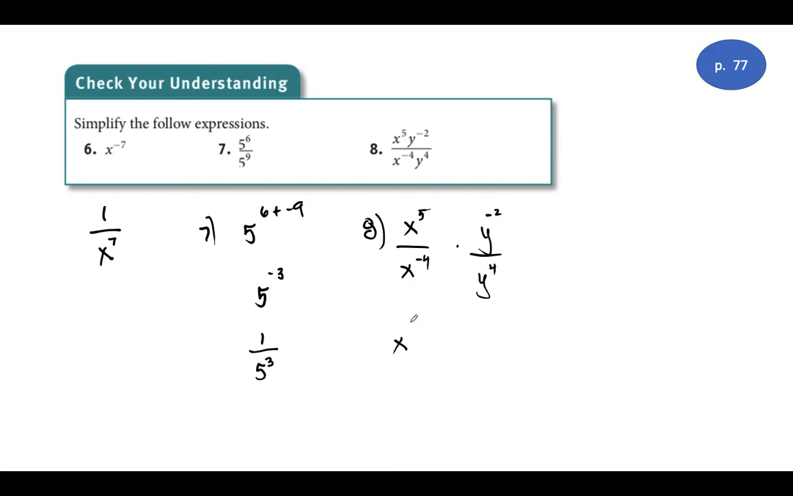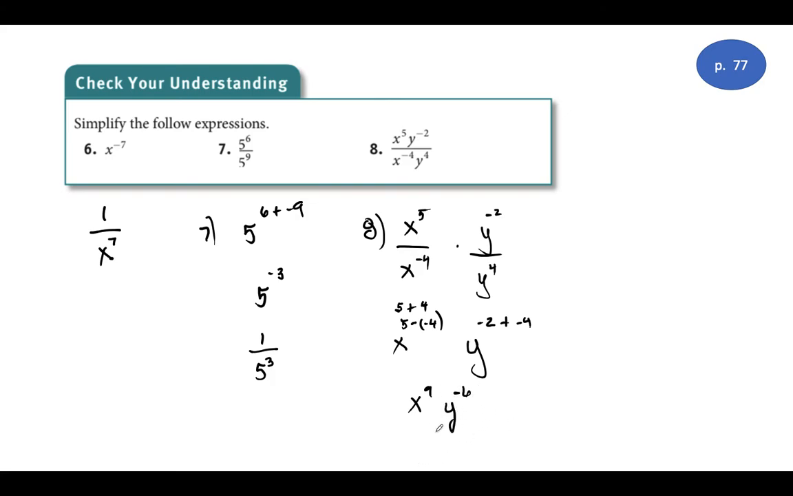So here I'm going to have x to the 5th, exponent of the numerator, minus negative 4, minus the exponent of the denominator. Here I'm going to have y to the negative 2, exponent of the numerator, minus 4, exponent of the denominator, but I wrote it as plus a negative 4. And this I'm going to rewrite as 5 plus 4. So I get x to the 9th power times y to the negative 6th power.